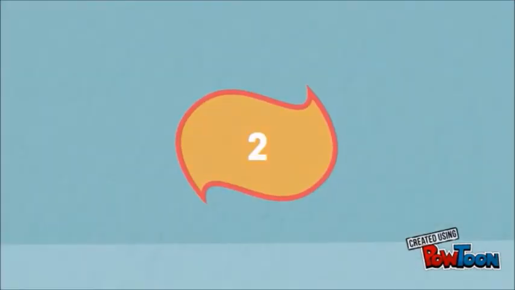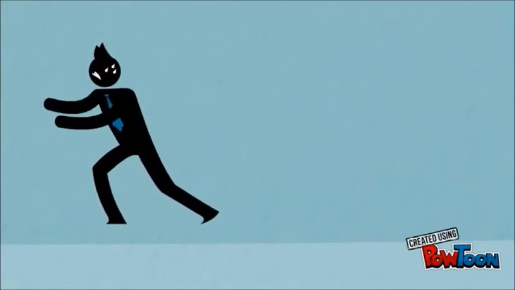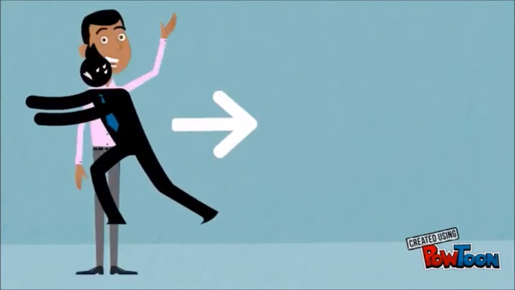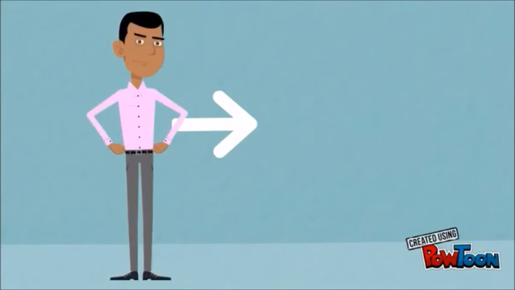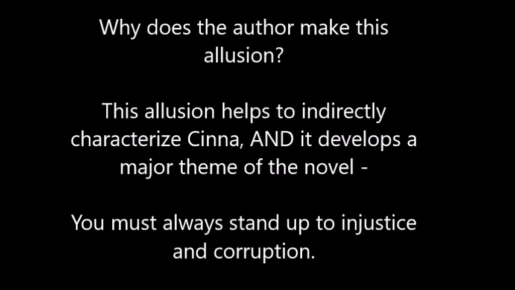And two, just like Cinna the conspirator in Julius Caesar, this name indicates Cinna is a character who is plotting against President Snow's oppressive ruling over Panem. So, what's the significance of this allusion? Well, it helps indirectly characterize Cinna, and it develops a major theme of the novel. You must always stand up to injustice and corruption.